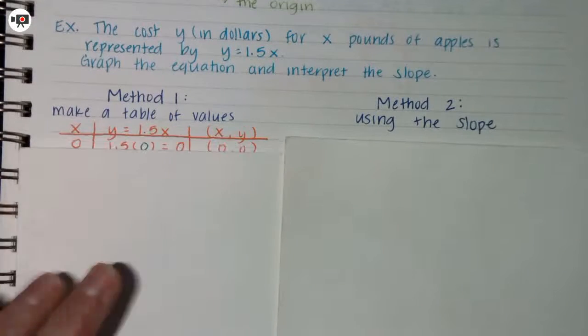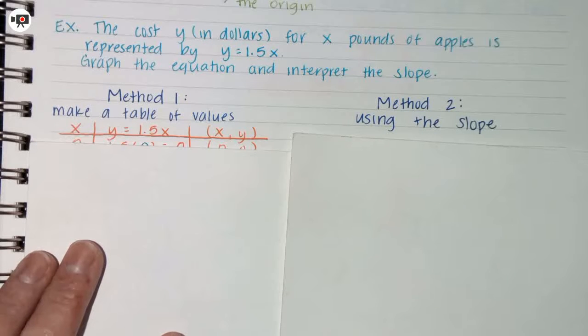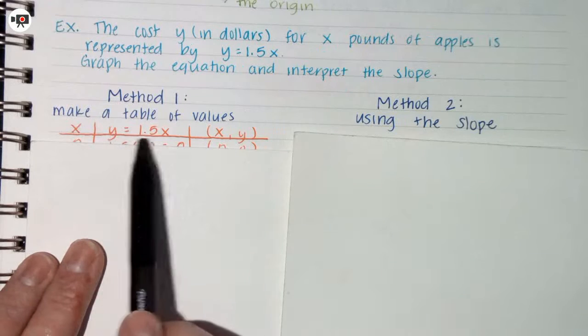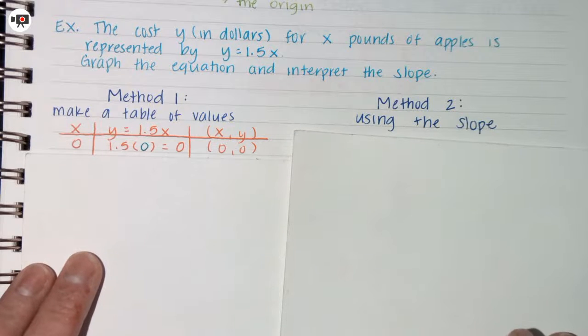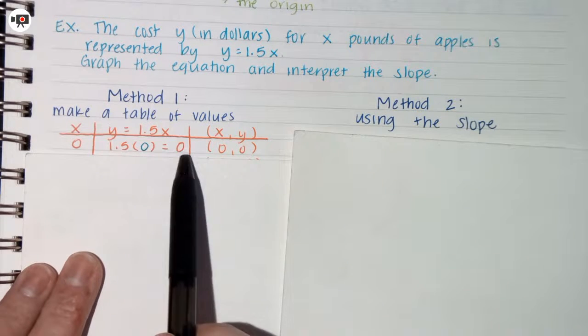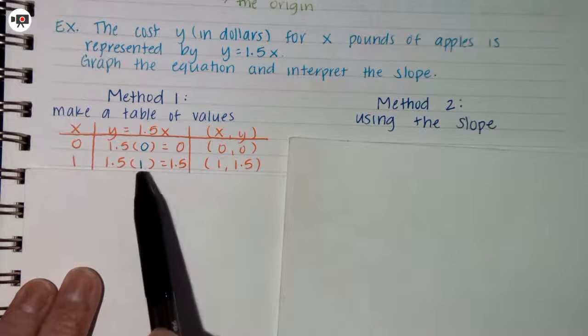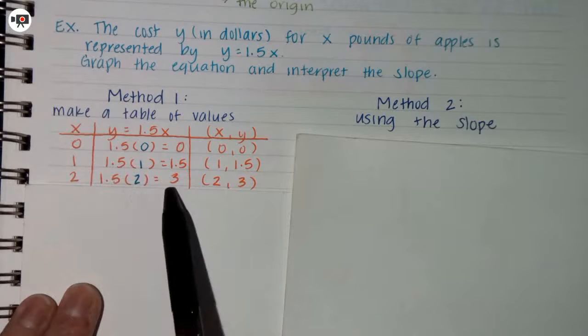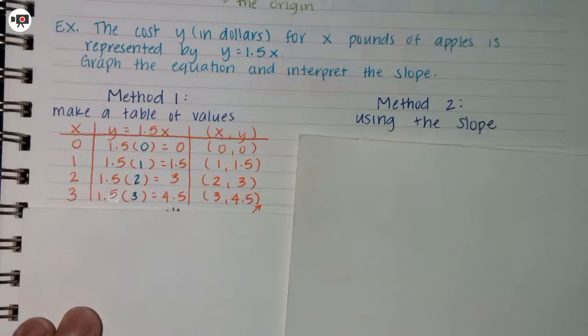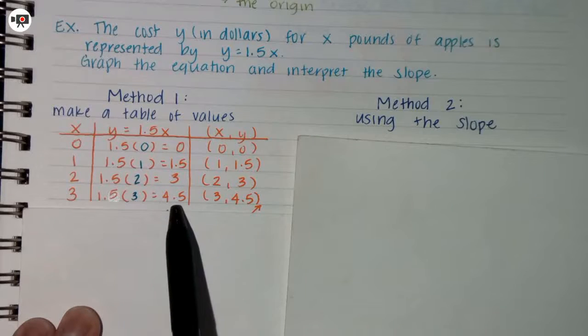So for my table of values, I'm going to have my x's, get the y values based on what x is, and then I'll put them together to have the point. So when x is 0, y is 0. When x is 1, y is 1.5. When x is 2, y is 3. And when x is 3, y is 4.5.